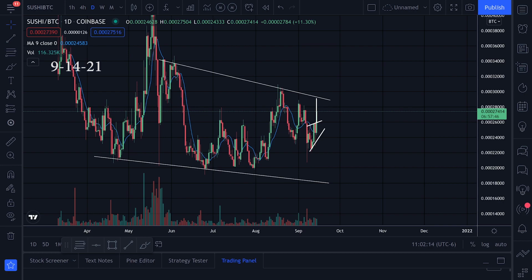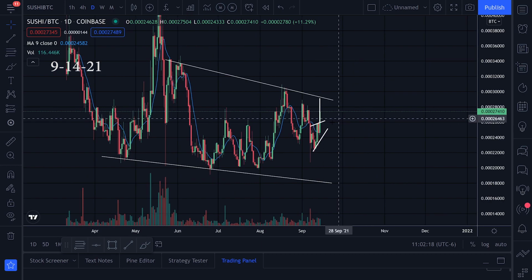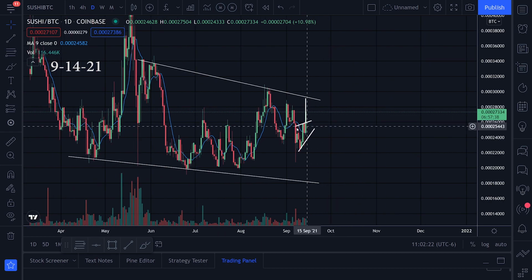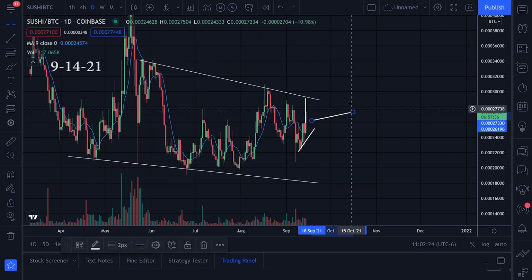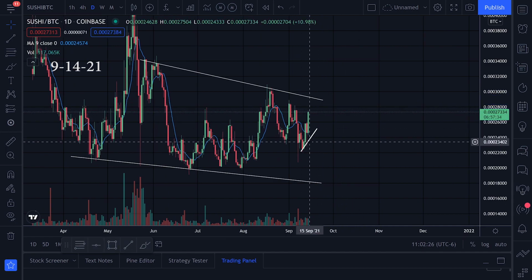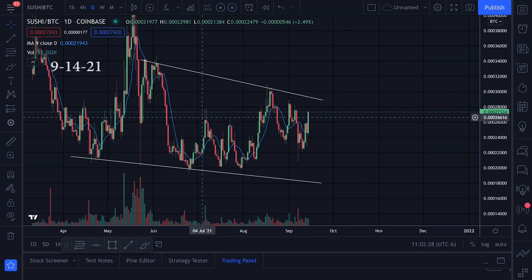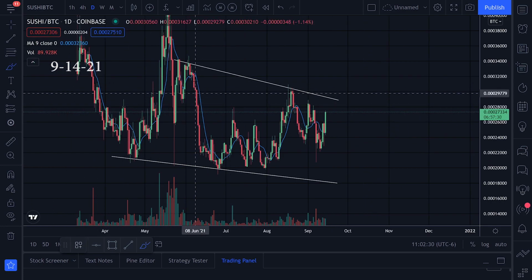Okay, so I just zoomed out, and let me know if you guys agree with this. I've been talking about this. I just got chills, guys. But watch, check this out. Might not even be the target. Let's delete this. Let's delete this. Let's delete this. We've been talking about cup and handle patterns, right?